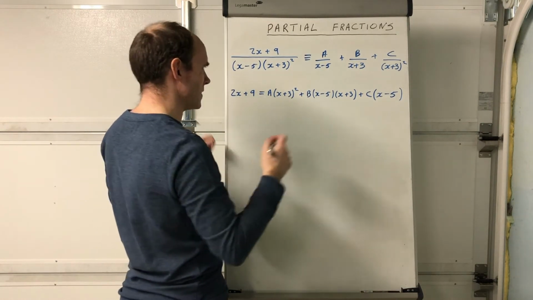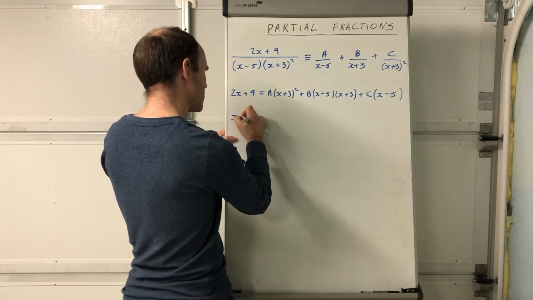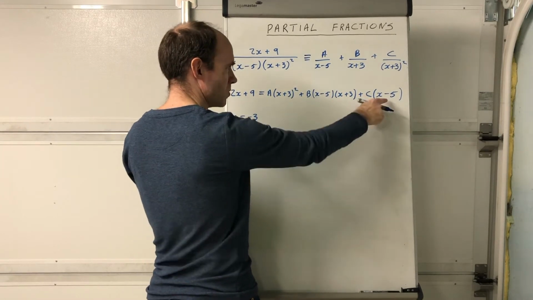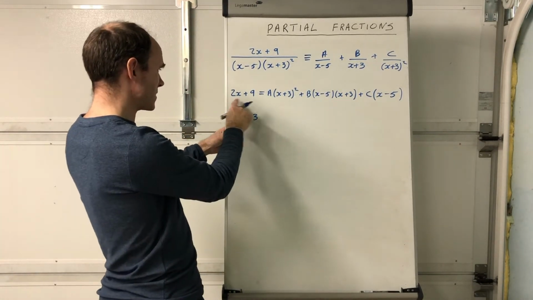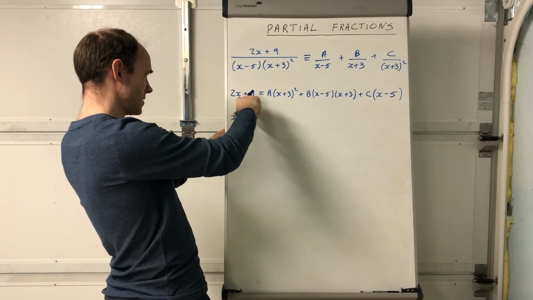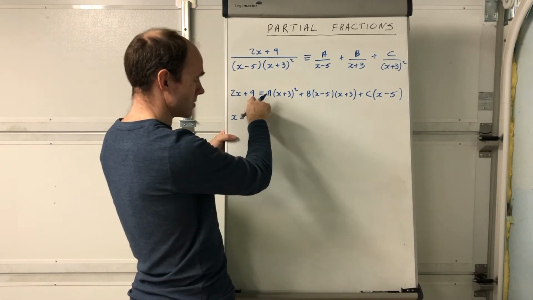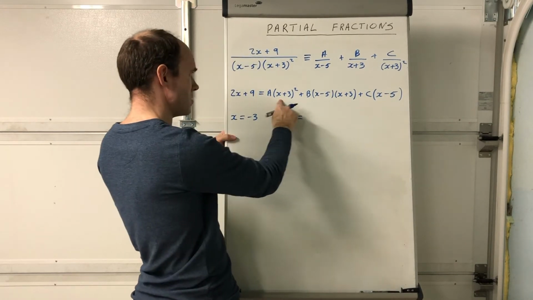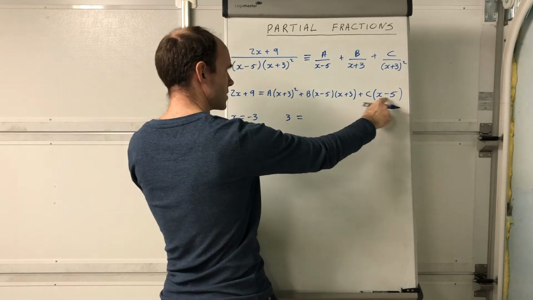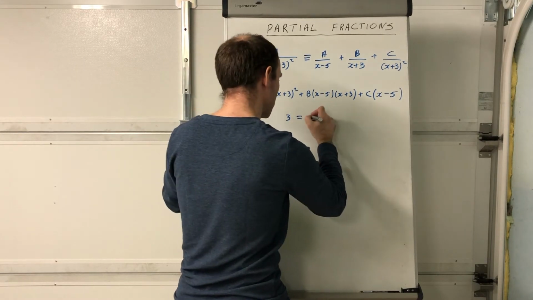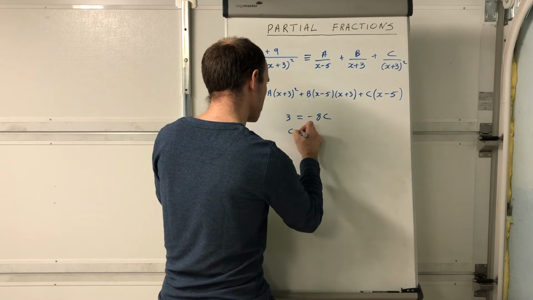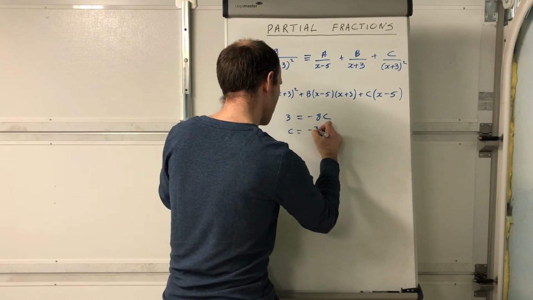So let's just go then. The value to substitute in will be x is negative 3, won't it? Because then that term will disappear and so will that, and we can work out c straight away. So the left hand side will be negative 6 plus 9, which is 3. And on the right hand side, 0, 0, negative 3 subtract 5 is negative 8, so negative 8c. So that means c must be equal to negative 3 over 8.